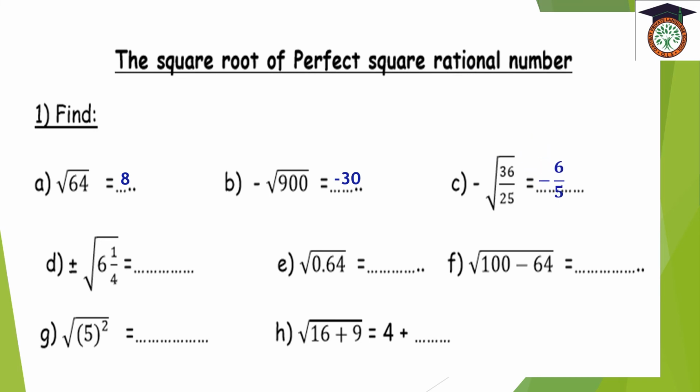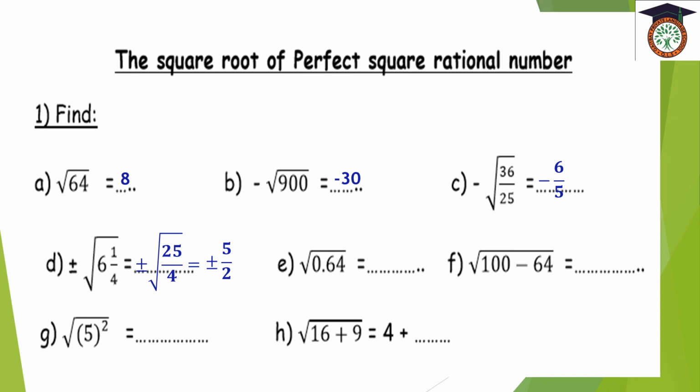In letter D, we have positive or negative square root of 6 and 1 over 4. 6 and 1 over 4 is a mixed number, so we will convert our mixed number into an improper fraction. So it will be positive or negative square root of 25 over 4. We will find the square root of 25 firstly and the square root of 4 secondly. It will be positive or negative 5 over 2.